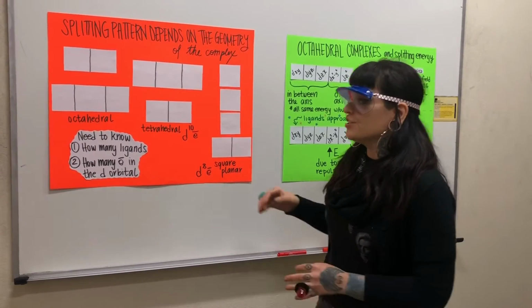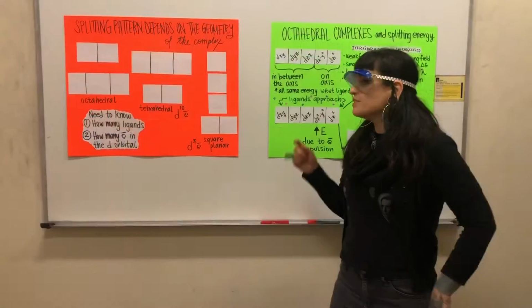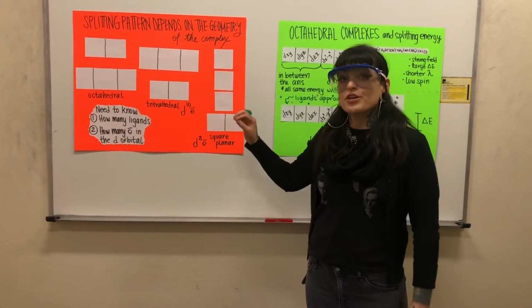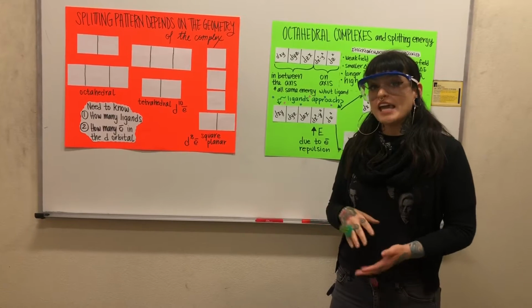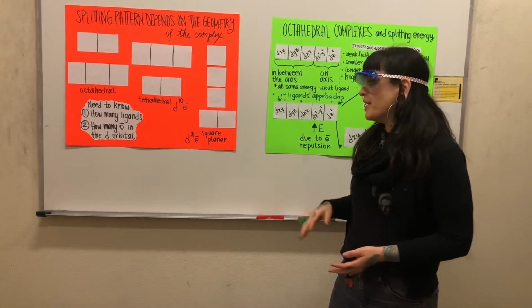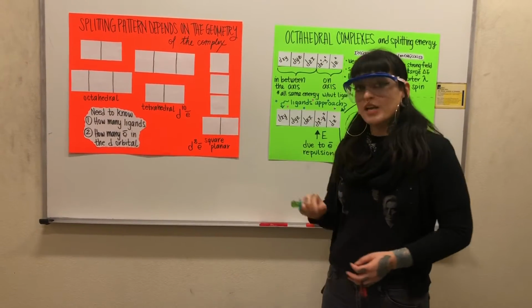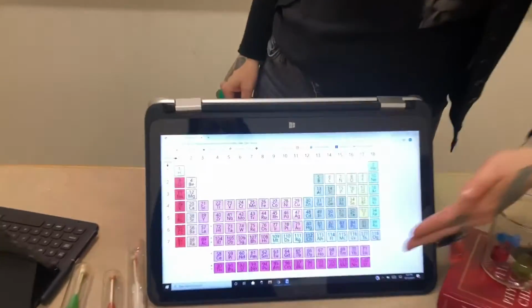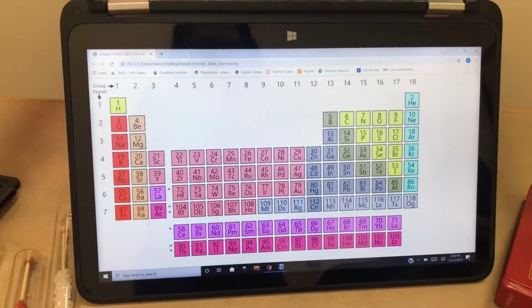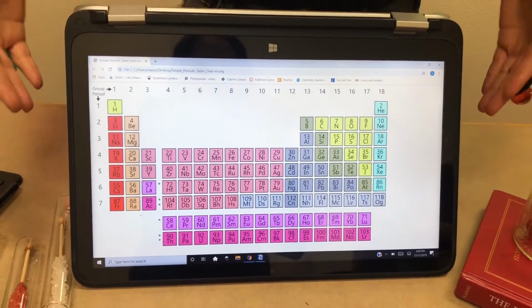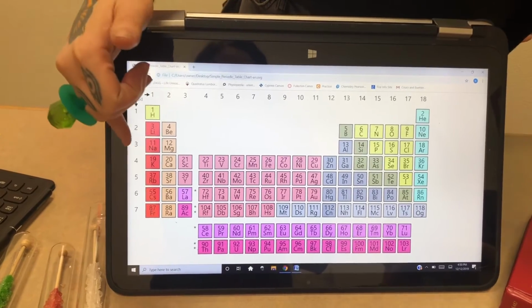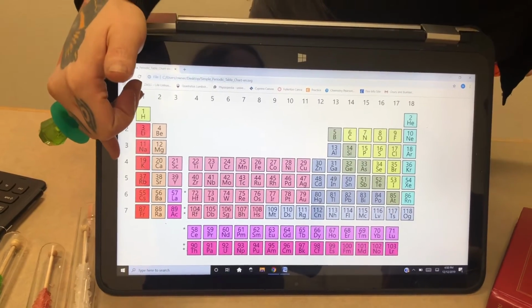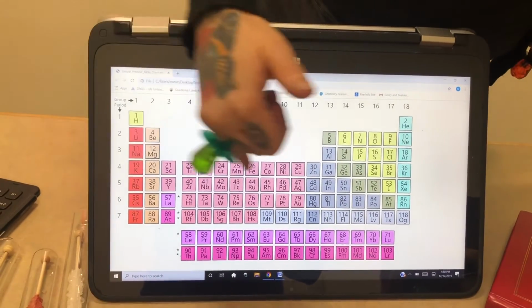If you have 6, you're going to deal with an octahedral. If you have 10 electrons in your d orbital, you're going to get a tetrahedral shape. However, if you have 8 electrons in your d orbital, you're going to have a square planar shape. Now, the way that you can figure out how many electrons you're dealing with is whenever you're looking at the periodic table. You can easily count how many electrons by scrolling over from this side and counting.